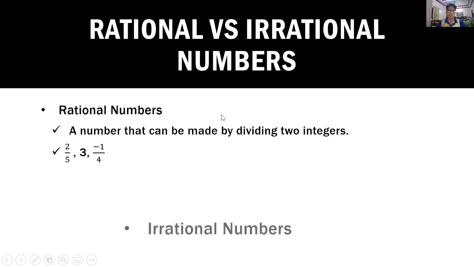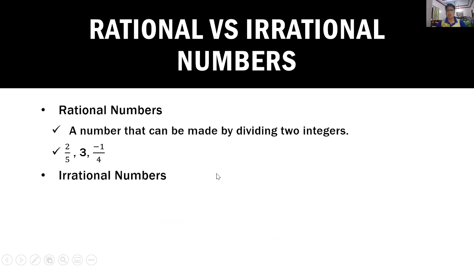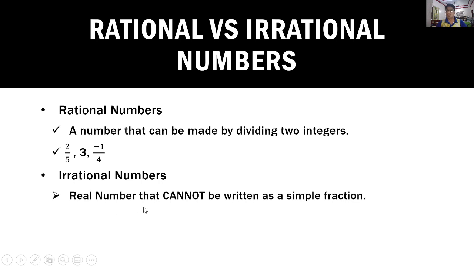What about irrational numbers? When we talk about irrational numbers, these are real numbers that cannot be written as a simple fraction. We cannot represent these numbers as a simple fraction. If you notice, ito, represented na siya as a simple fraction. This one, a whole number, has a denominator of 1, so a simple fraction also. We have a -1/4, even though it is a negative, still represented siya as a simple fraction. When we talk about irrational numbers, we cannot represent it using a simple fraction. Examples will be square root of 3 and the 4th root of 12.